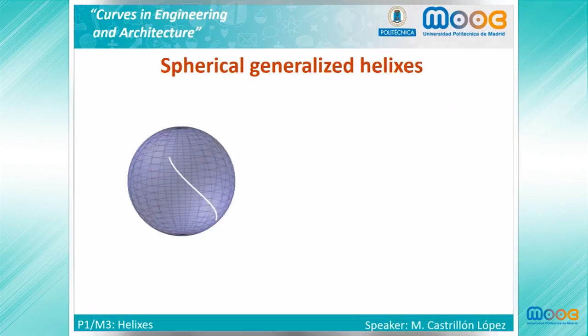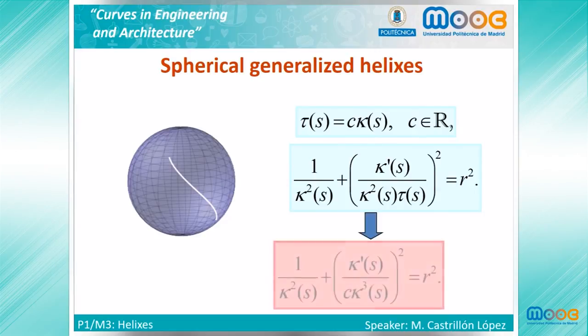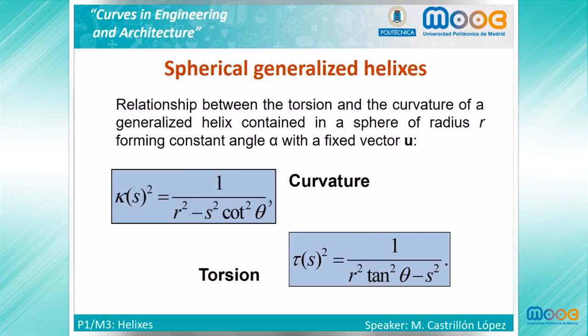We can also study generalized helices lying on a sphere. In this case, these curves must satisfy the helix condition given by the Lancret theorem and the spherical condition over the curvature and the torsion given by the equation you have in the center of the screen. By considering both conditions, we obtain that the curvature function must satisfy the ordinary differential equation you have at the bottom of the screen. This differential equation might be complicated, but we provide now the solution of it. The curvature function and the torsion are the ones you have in the blue boxes on the screen.